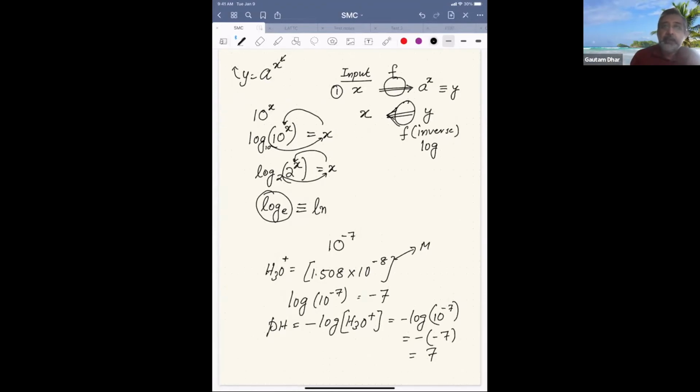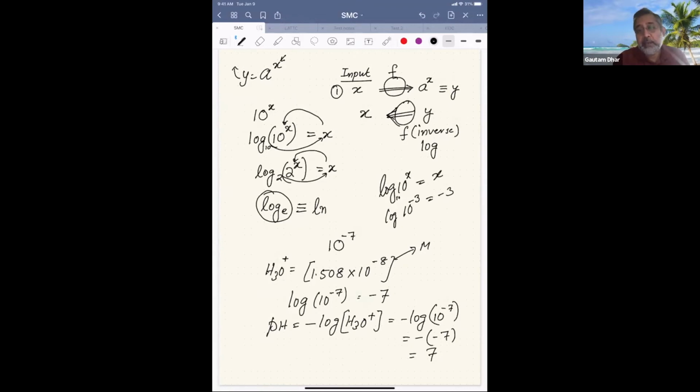Okay. That means if I have log of 10 to the power x to the base 10, I am getting back x. So if I have log of 10 to the power minus 3, I will get back minus 3. So it just reduces into a simple number.